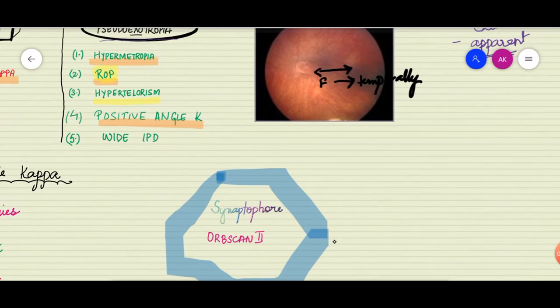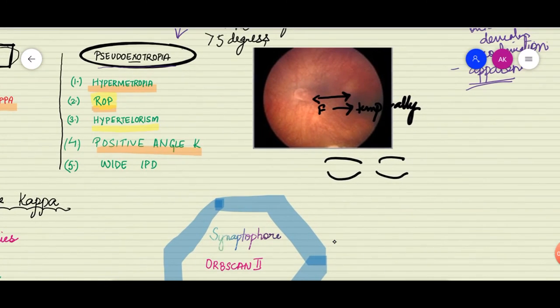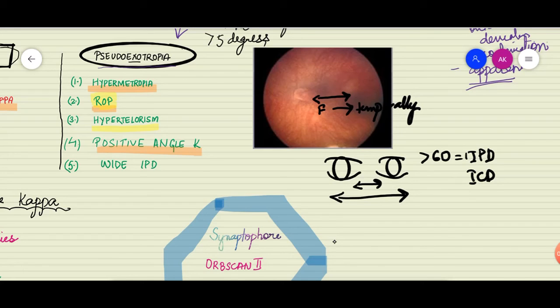So in telecanthus, as we knew, the IPD was normal and the ICD, the intercanthal distance, was actually increasing, right? Whereas in hypertelorism, the IPD will also be more than 60 and the intercanthal distance will also be increasing. So everything is increasing. So obviously it will look as if the eyeballs are more far apart. So it will give us an appearance of exotropia, outside deviation. Similarly, if a patient has an IPD which is more than 60 millimeters, then also it will give us an appearance of pseudoexotropia, right?